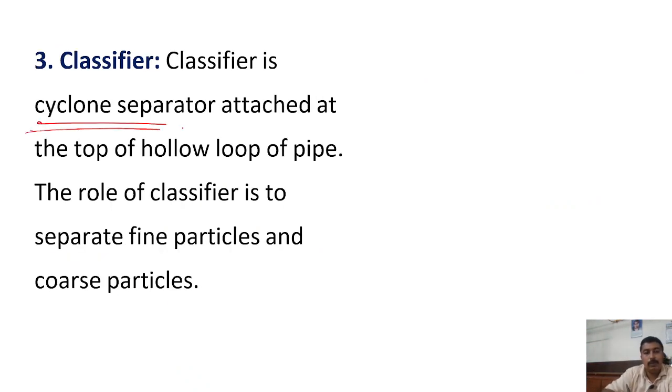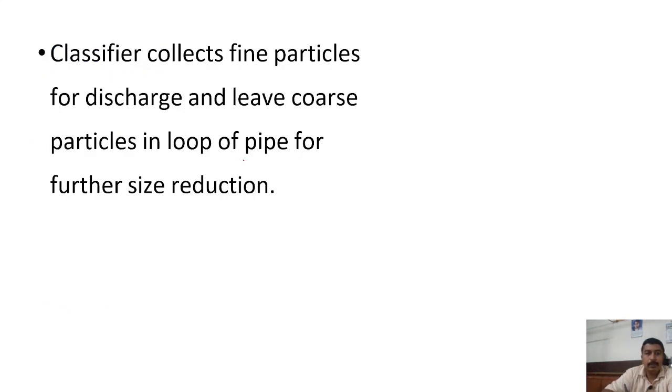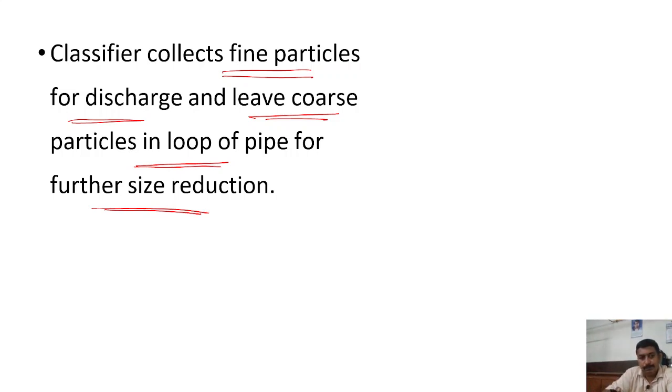What is the role? The role is to separate out the powder particles. Fine powder particles are separated from coarse powder particles through the classifier. So the classifier basically collects the fine powder particles for discharge, meaning collection of the final product, and leaves the coarse powder particles in the loop, as we discussed earlier, for further size reduction. The movement of coarse powder particles continues till the size reduction takes place, meaning the desired size product is obtained.